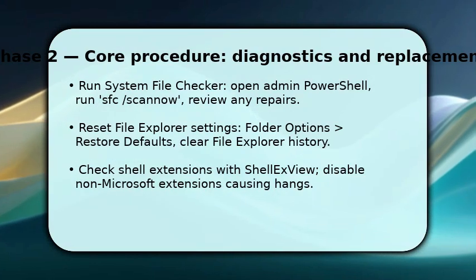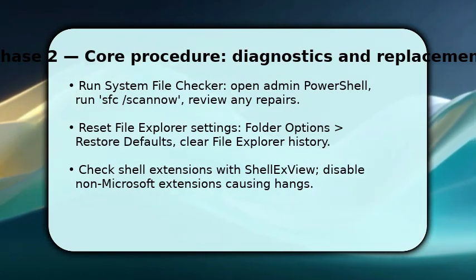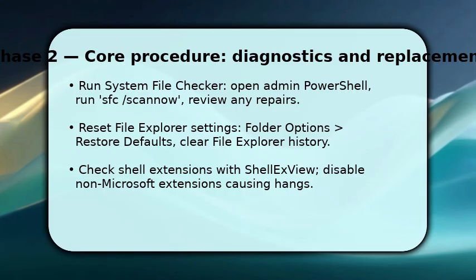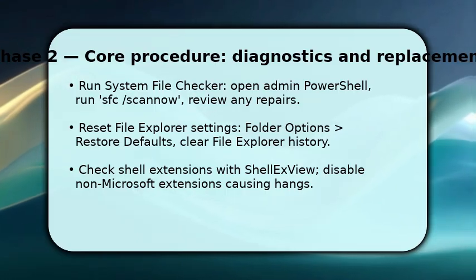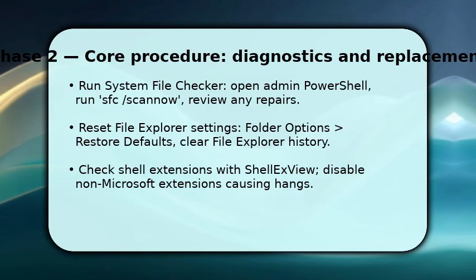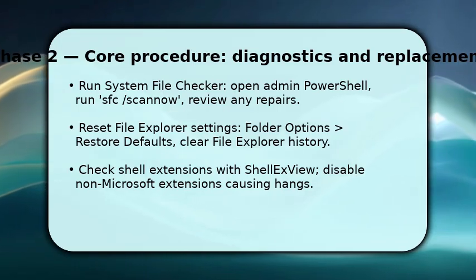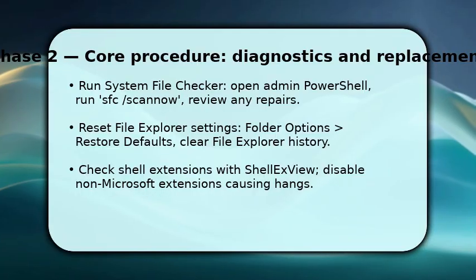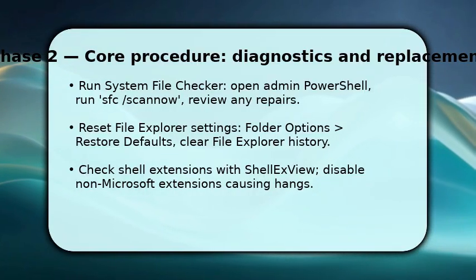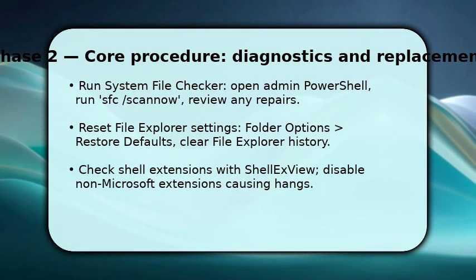You now dig deeper. Open an elevated PowerShell and run sfc /scannow to scan and repair corrupted system files, because unexplained Explorer crashes often trace to system DLLs. After that, restore folder options to defaults and clear File Explorer history to remove stale cache entries.